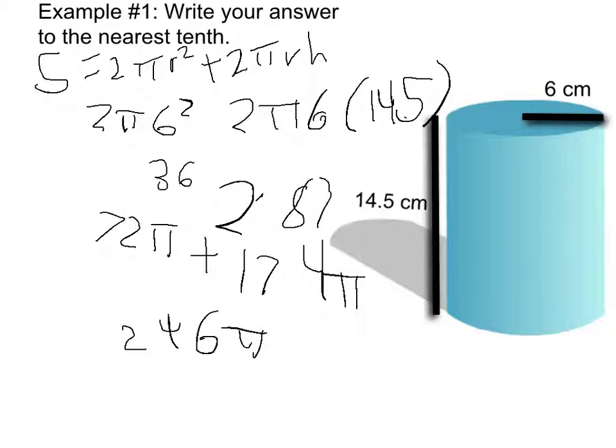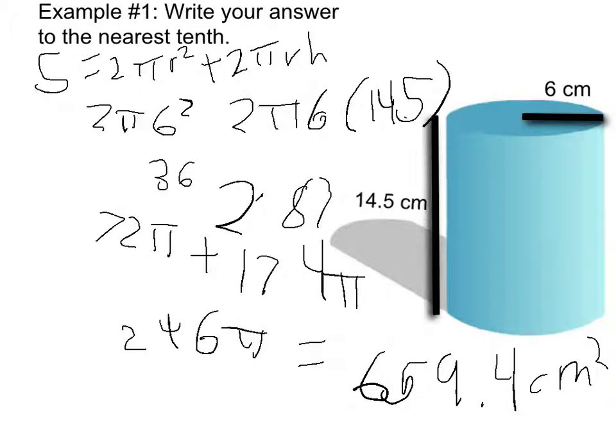Then you do 246 times pi, and that will get you 659.4 centimeters squared. And this is your answer.